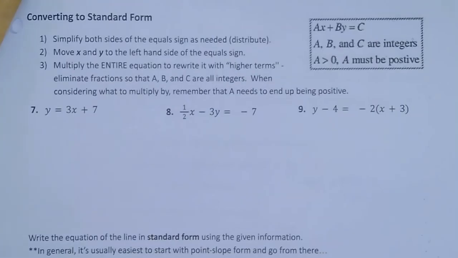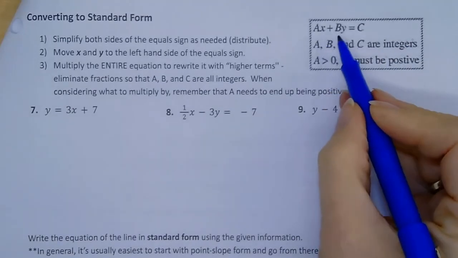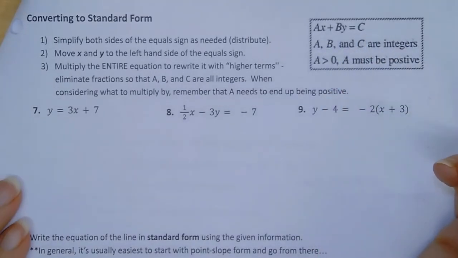Okay, finally, we're going to convert to standard form. So what we need to do is rearrange our equations, and we want to convert to standard form so that we end up with ax plus by equals c. Once we do that, we want to take a look at what we've got for a and b and c and make sure that we are following all of our rules.